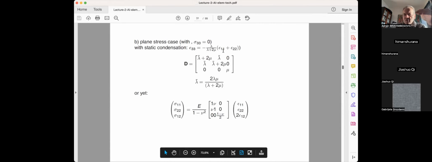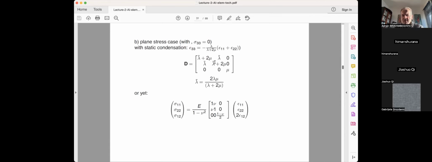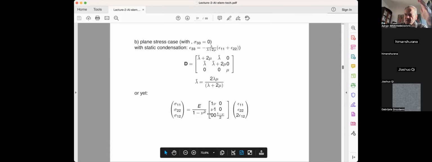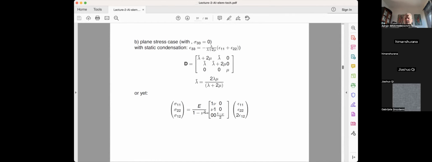And then you plug it back into the first two equations, and you can write it again as lambda plus 2 mu, lambda, 0, lambda, lambda plus 2 mu, 0, 0, 0, mu. But this lambda is not just lambda like here. It is lambda bar, and this lambda bar happens to be 2 lambda mu divided by lambda plus 2 mu. Or, as is typical for plates and shells, if you write it in terms of Young's modulus and Poisson's ratio, this will be E divided by 1 minus nu squared, and then 1, nu, 0, nu, 1, 0, 0, 0, 1 minus nu divided by 2, and so on and so forth.